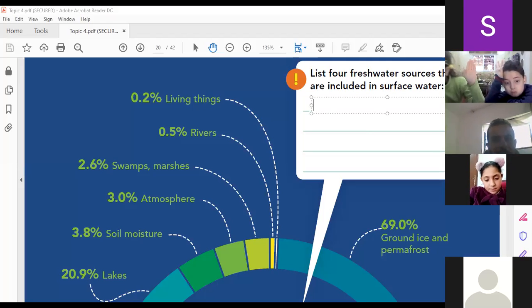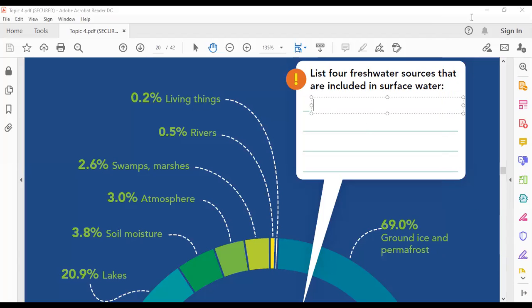Rivers, good. This is one. Lakes. Just one. Okay, rivers. Thank you. Rivers make up how many? 0.5%.